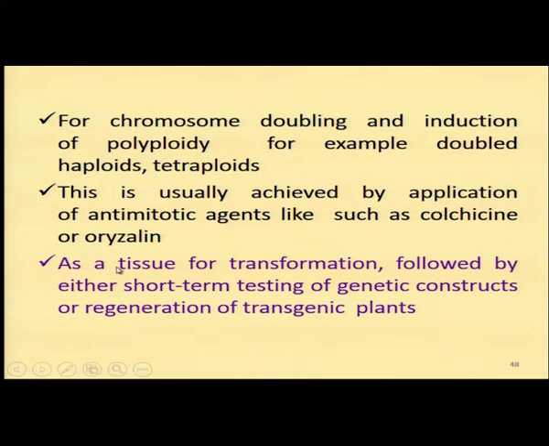Then we can create a tissue for transformation, followed either by short-term testing of the genetic constructs or regeneration of the transgenic plants. That is, at the cell level itself, we can do the transformation, get the product out, or look for the effect of transformation. Or you can select the transformed cells, ask them to regenerate into a plant, and then test for your transgene, whether it is present, whether it is getting expressed, whether you are getting the product out in the grown plant.